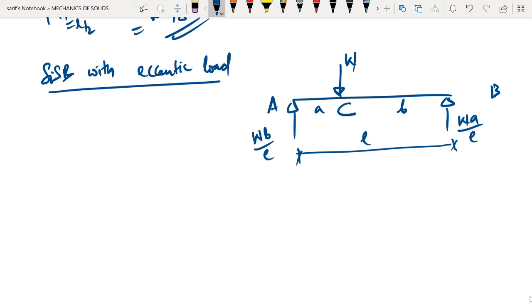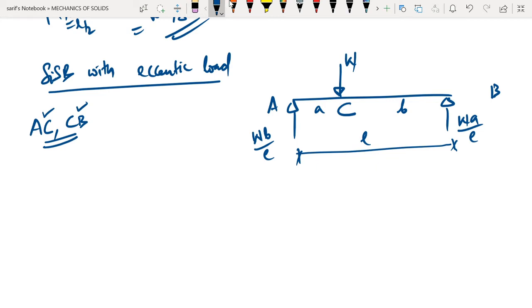So in this case, if you look, you will have two regions. One region is AC and another region is CB. So we have two regions of uniform loading. So we need to develop expressions for bending moment and shear force for the region AC as well as for the region CB. So let us take the region AC first.